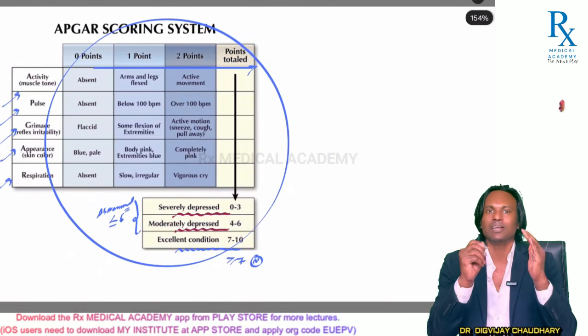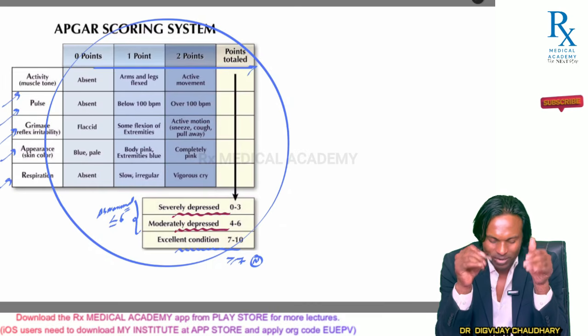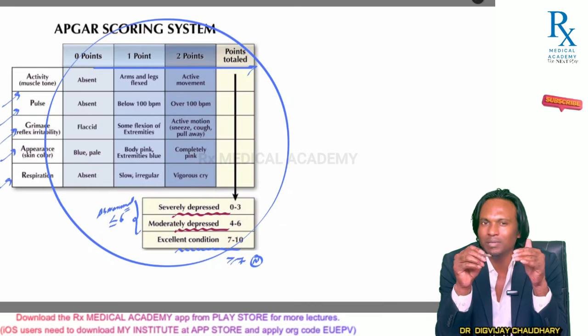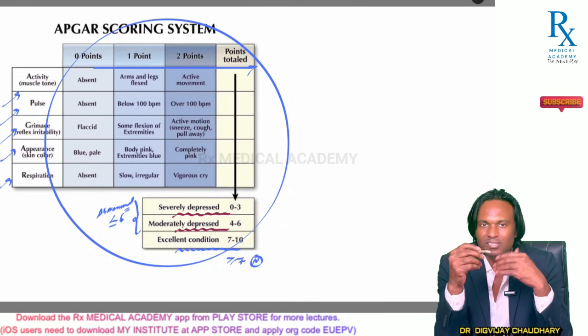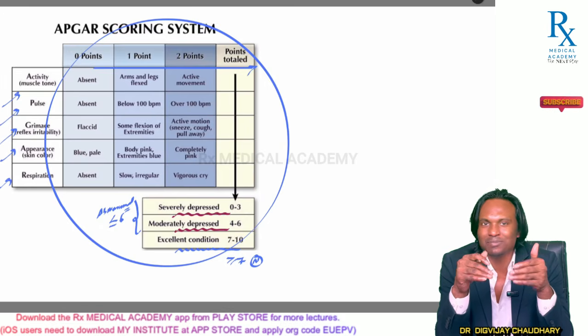Now let's again draw some conclusions. It is for clinical assessment. Though you might have resuscitated this baby, this baby is not thriving well. So this tells about the clinical condition of the patient, and it also predicts birth asphyxia.